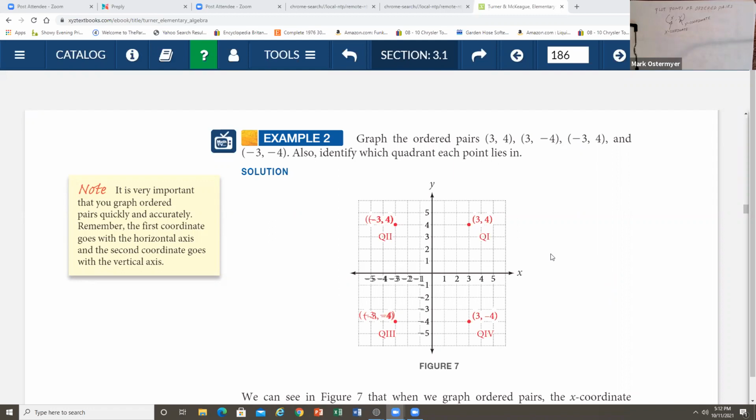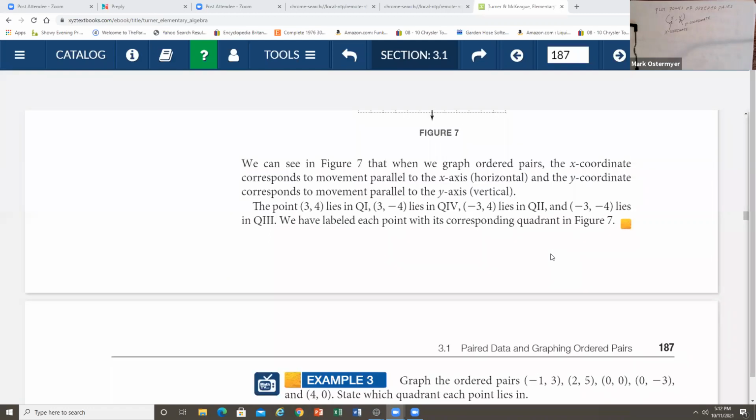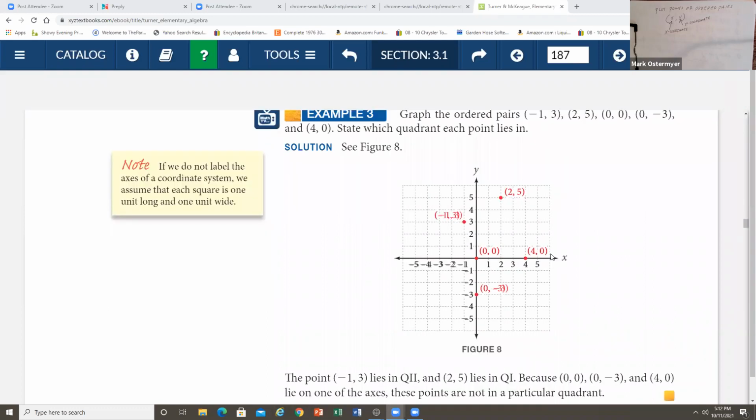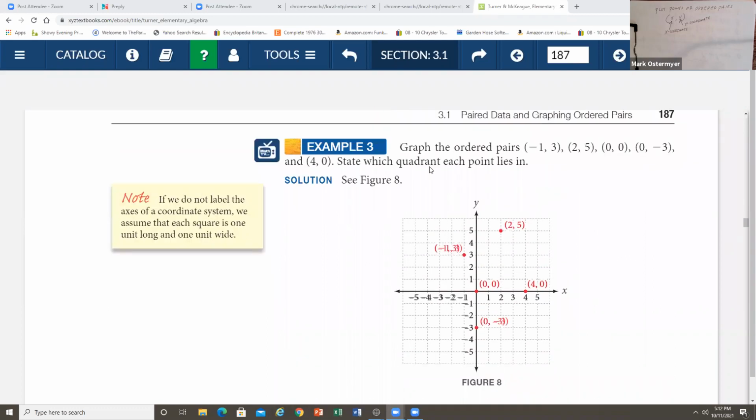All right, so we're plotting points in the XY plane here. Let's see if we can plot some more here. Example 3 in section 3.1. Now, they're not saying plot the ordered pairs, they're saying graph the ordered pairs. Well, ladies and gentlemen, to graph the ordered pairs means the same thing as plot them. All right, so let's try to plot -1, 3.